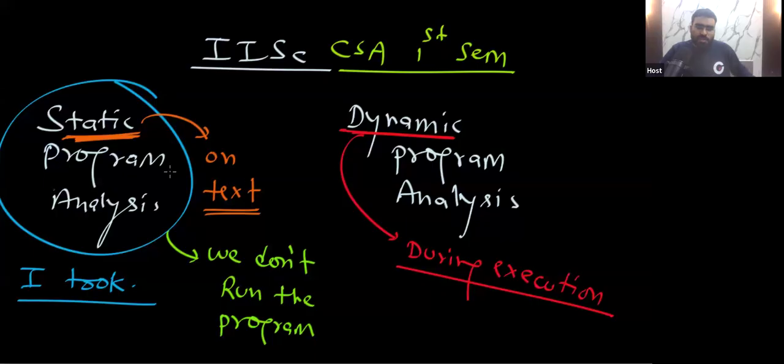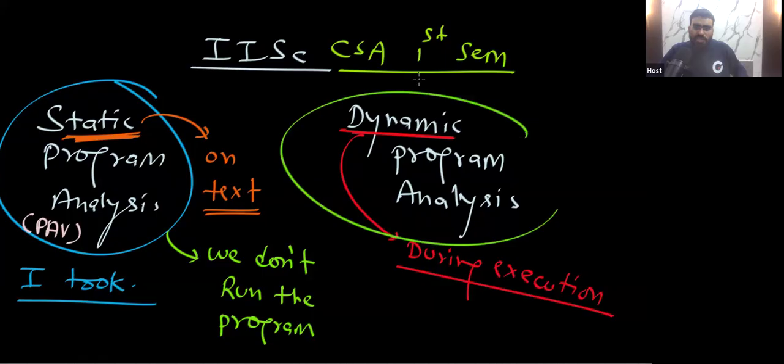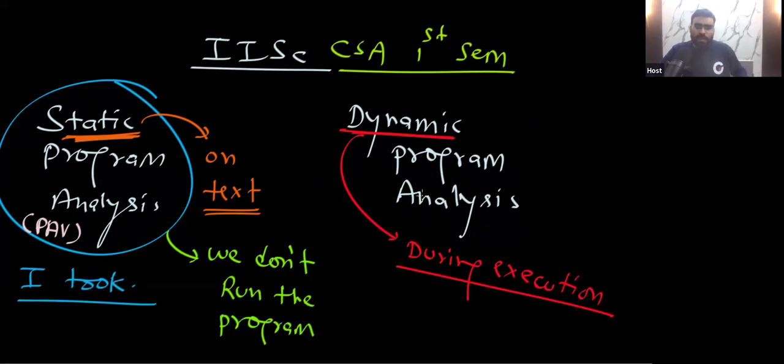I took this course. It is also called PAV, in short, which stands for Program Analysis Verification. But this was basically static program analysis, and there was another course which was dynamic analysis. So remember, there are two types of analysis possible. One is static. Static means we don't run the program. We don't care about the execution. What happens during the execution, we don't care. During execution, how many assignments happen, we don't care.